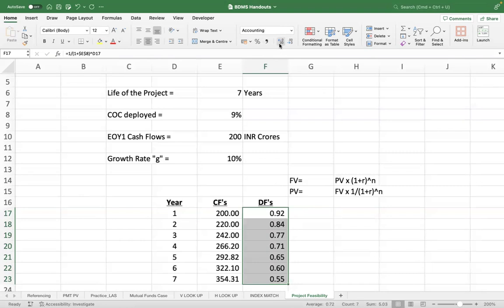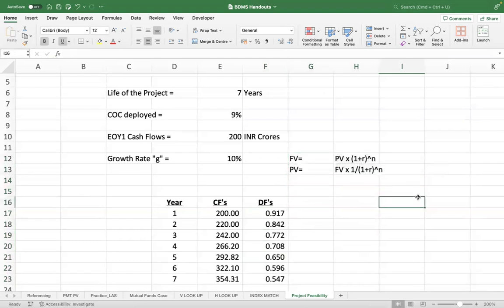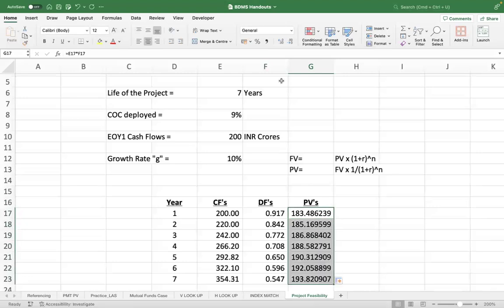So this becomes your discounting factors. Now, what are these discounting factors? These discounting factors, when you apply on future cash flows, you will bring them to present value. So present value therefore becomes future cash flows multiplied by your discounting factors.